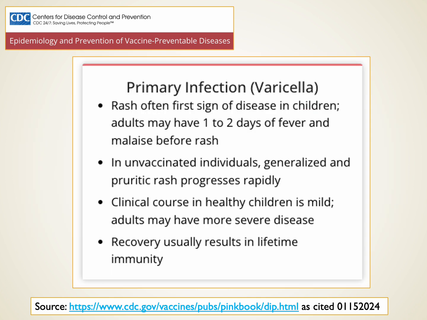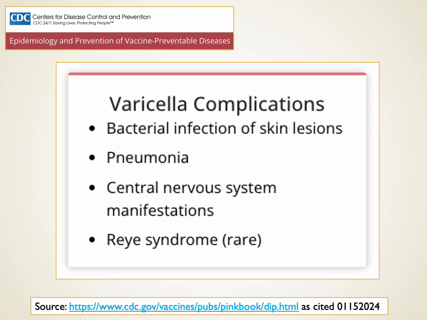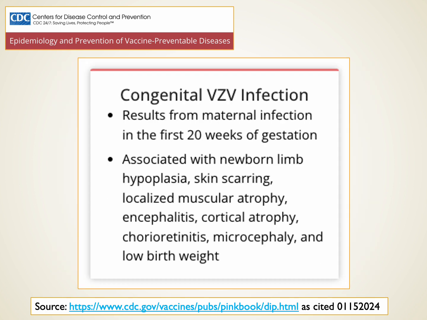And we often see a rash as the first sign of disease. The complications are secondary bacterial infections and pneumonias. They can be quite severe in immunocompromised patients. There's concern for central nervous system involvement, including encephalitis, and Reye syndrome can happen, particularly in pediatrics. So we have a congenital varicella infection concern from mother to newborn in the first 20 weeks of gestation.